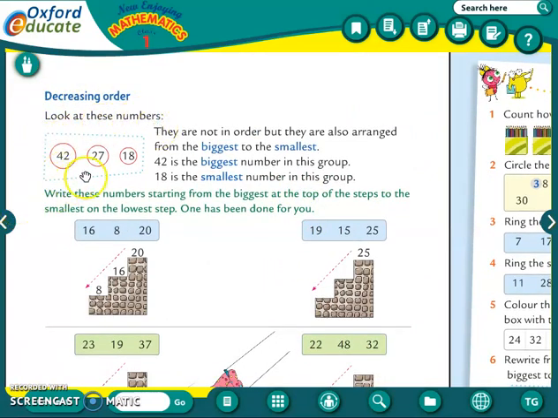See over here, decreasing order. Look at these numbers. See, in this is biggest to smallest. So जो biggest circle है वो पहले है, and then small circle और फिर सबसे smallest circle. This is decreasing order. See, this first number is 42. That is the biggest number. तो वो biggest circle में है.